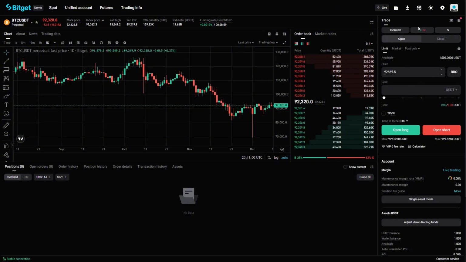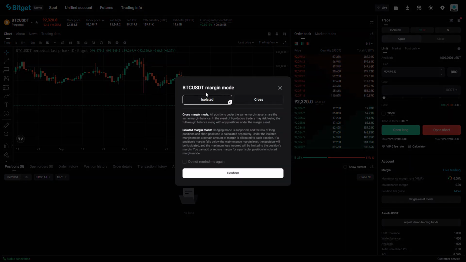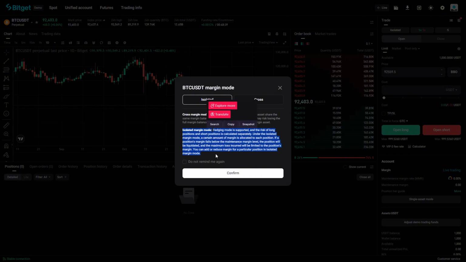There are two options. First is the isolated margin. Only the funds you allocate to this specific trade are at risk. Then the second is cross margin. All the funds in your futures wallet can be used to support your trades. Let me explain why this matters. With isolated margin, if you open a trade with $100 and it goes against you, the maximum you can lose is that $100. The rest of your futures wallet is safe. This is the safer option, and it is what I recommend for beginners. It protects you from one bad trade wiping out your entire account.